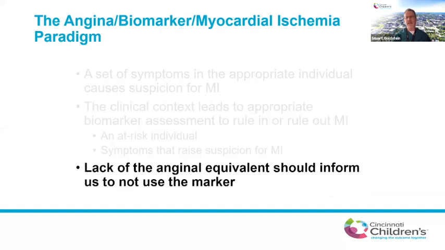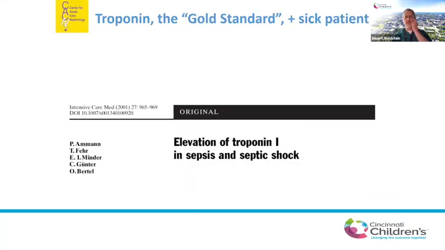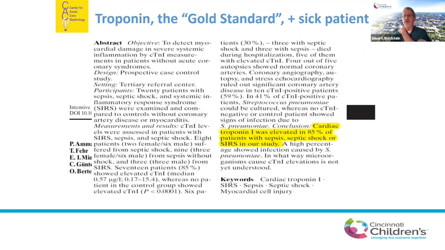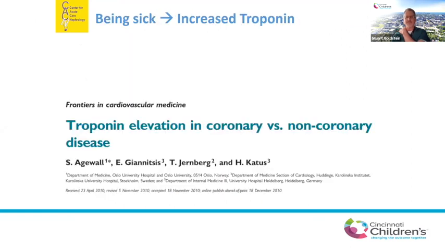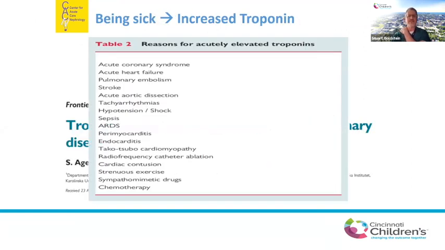And the lack of the anginal equivalent should inform us to not use the biomarker. So if we look at troponin in patients who don't have the classic Framingham risk factors, say in sepsis or septic shock, troponin is elevated in 80 to 90% of septic patients, and they are not having a heart attack. So this is not the right population. And in fact, troponin is elevated in a number of non-cardiac related, non-myocardial ischemia related syndromes.